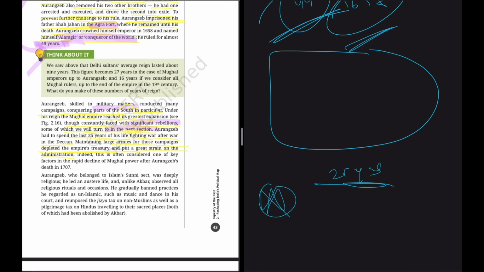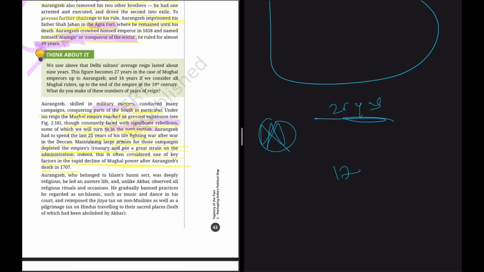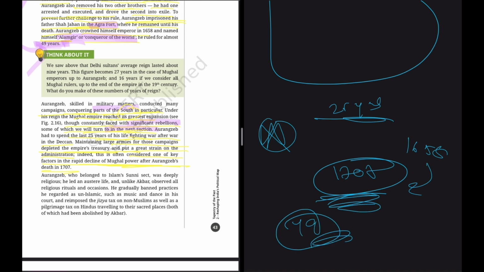And indeed, this is often considered one of the key factors in the rapid decline of Mughal power after Aurangzeb's death in 1707. So after Aurangzeb's death, the wars and economic decline led to the decline of the Mughal power itself, after his death in the year 1707. So he acquired the throne in the year 1658 and he died in the year 1707, and he ruled for 49 years.